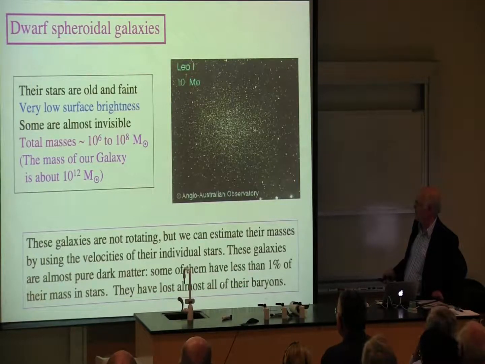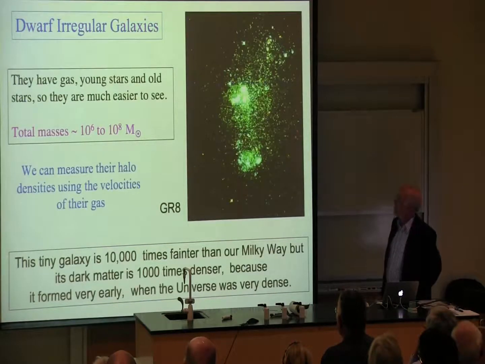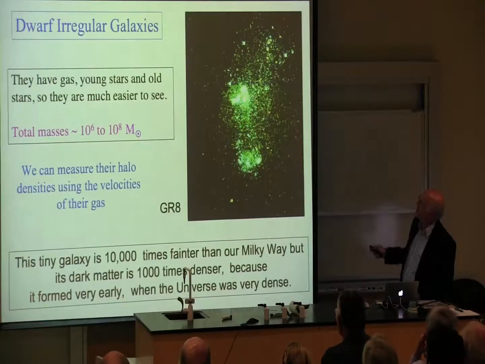They've lost almost all of their ordinary matter, or maybe they never got it in the first place. So here's another galaxy. This is a dwarf irregular galaxy. Now, this is a gassy thing. You can see there are patches of star formation here. So there's gas, young stars, old stars, easy to see. We can study these in hydrogen because they've got the gas.